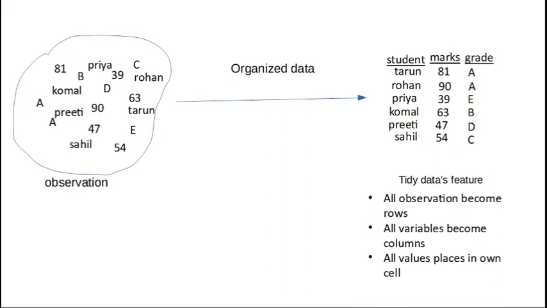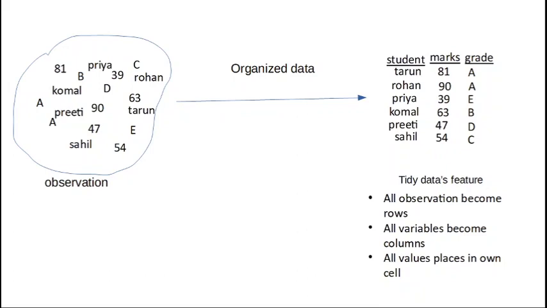So the tidy data feature says that all observations become rows, all variables become columns, all values are placed in one cell. First, I will discuss the first point. All observations become rows. What does it mean?